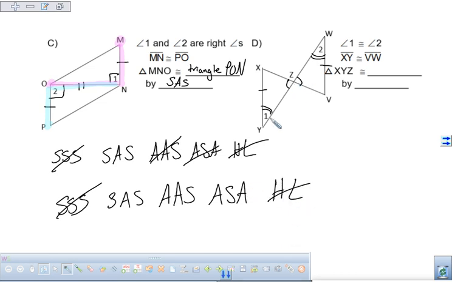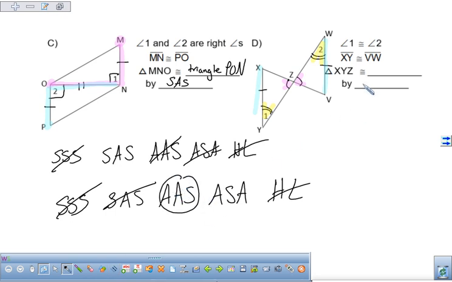And we have two angles marked as congruent, so we can mark out side, angle, side. So then we need to look at where our side is in relation to our angles. And our side is not being made by our angles, so we have angle, angle, side. And triangle XYZ is congruent to triangle VWZ.